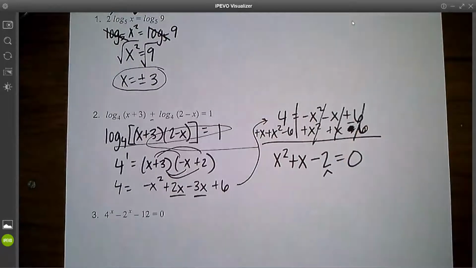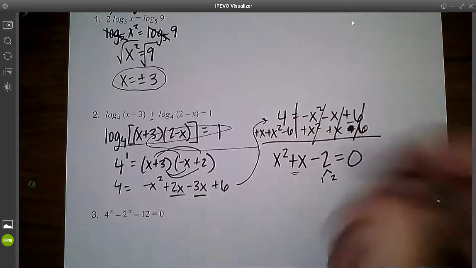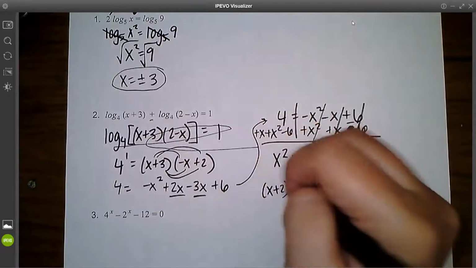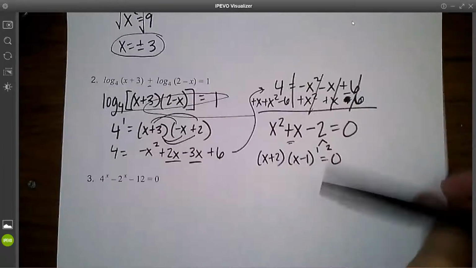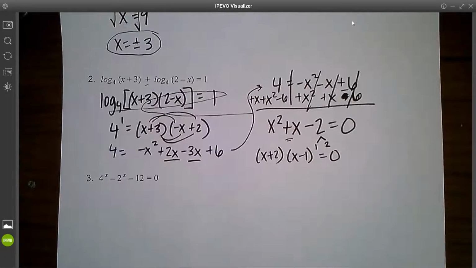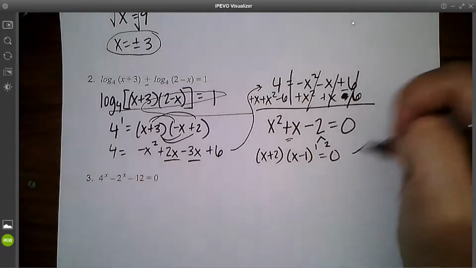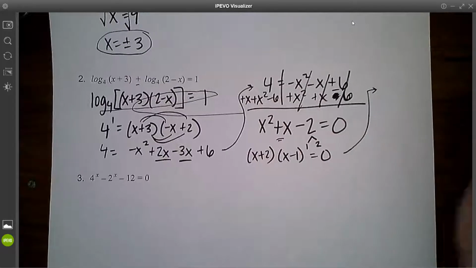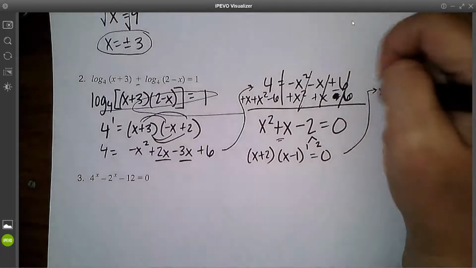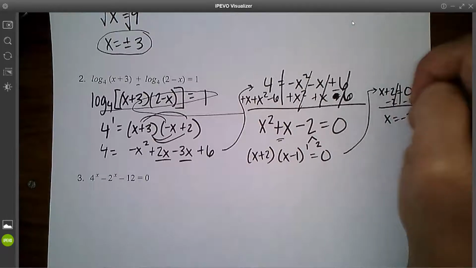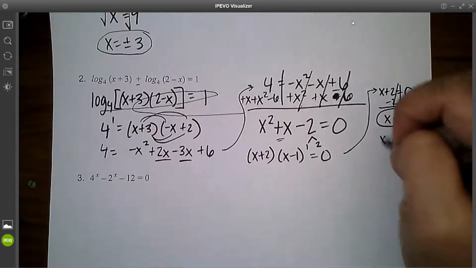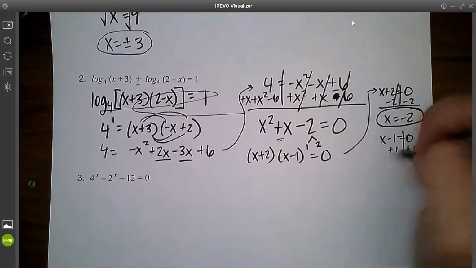This one is factorable, so my factors of 2 are just 1 and 2. To get my b term, which is just positive 1, I use positive 2 and negative 1, so I have x plus 2 times x minus 1 equals 0. And then I can use the zero product property to set each piece equal to 0, so x plus 2 equals 0, and solve. And x minus 1 equals 0, and solve.